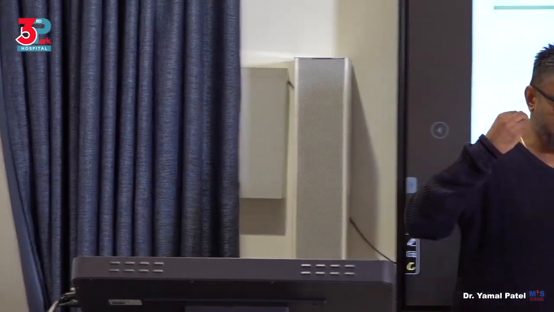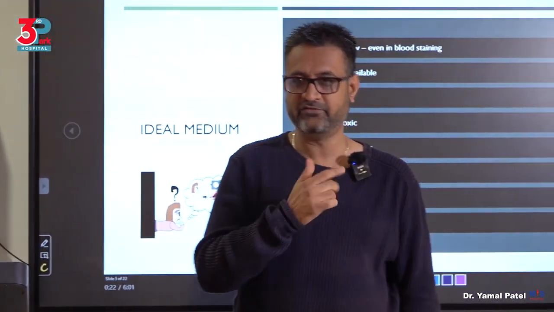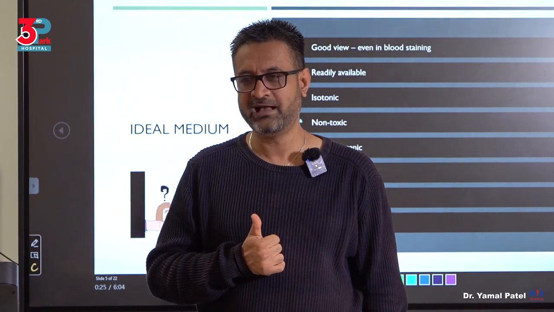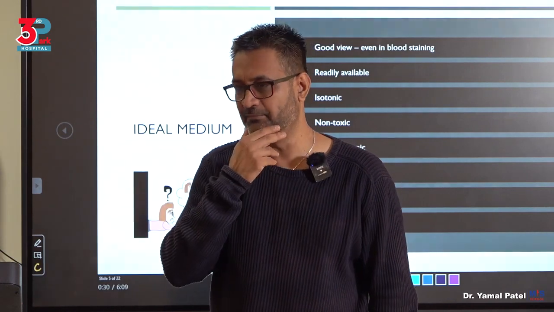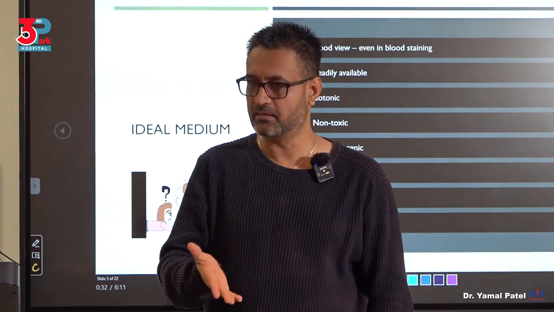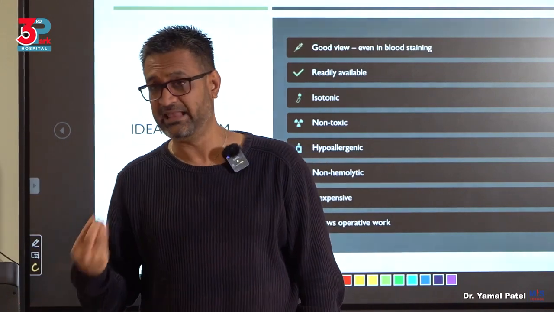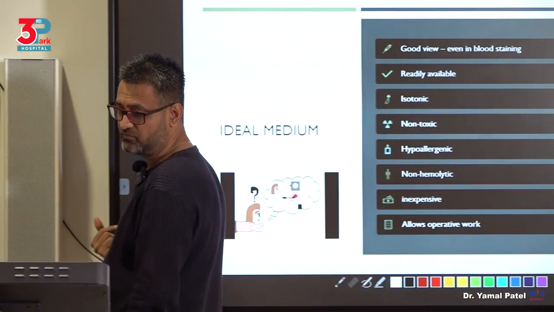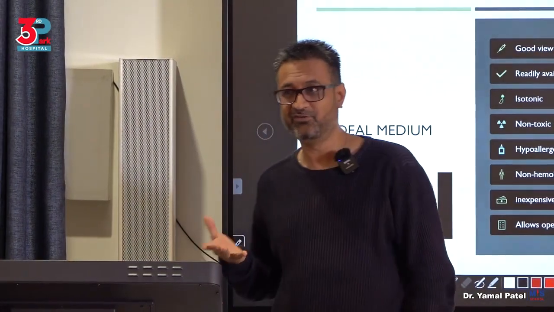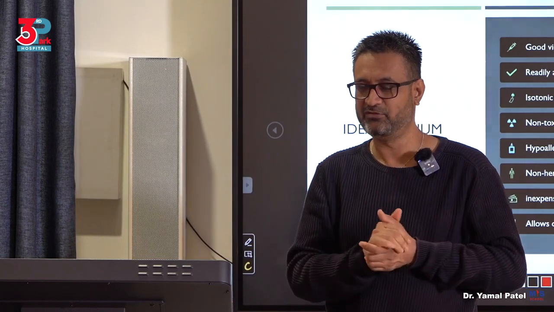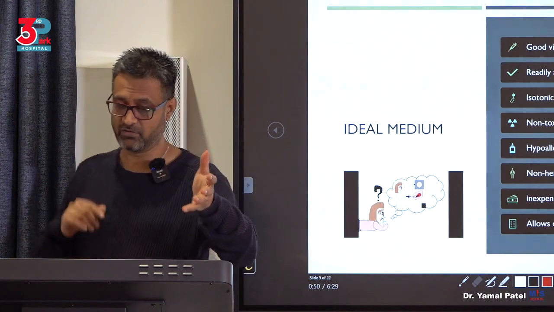What is an ideal medium? An ideal medium should be able to give you a good view. So an ideal medium, number one, should be colorless. Agreed? If you have a fluid that is colored, if you use milk, just to give an example, how will you see anything in milk? You've understood? So it has to be clear, number one. Number two, it should be able to give you a good view even with bleeding, because you're going into a cavity where it's going to bleed into the solution, right? So even with bleeding, you should be able to wash it out and get a clear view again.